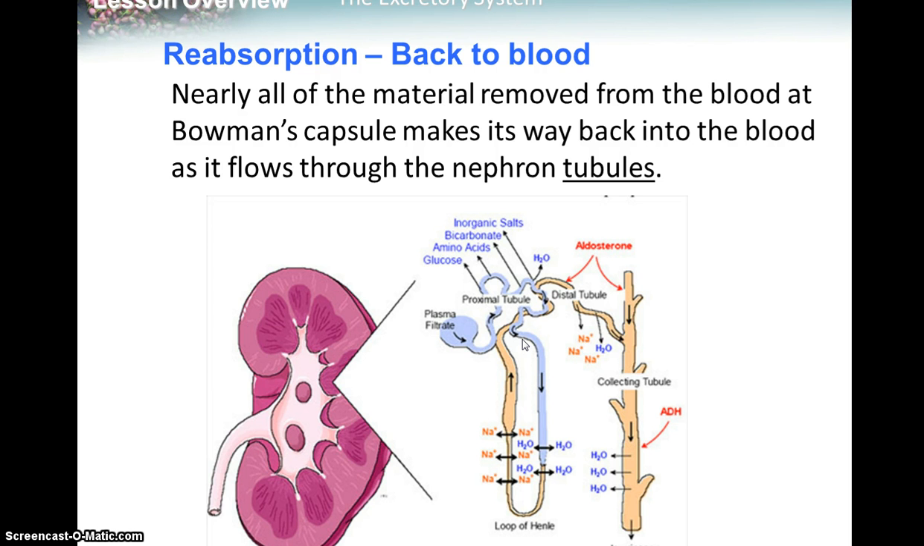We'll talk a lot about this if you take human anatomy. For now, what I want you to know is that reabsorption is how we get molecules back to the blood. So they are in the filtrate, they diffuse out of the filtrate, and then are reabsorbed by blood vessels. So again, nearly all the material removed from the blood at Bowman's capsule makes its way back into the blood as it flows through these tubules.